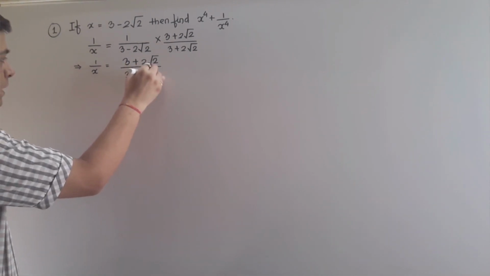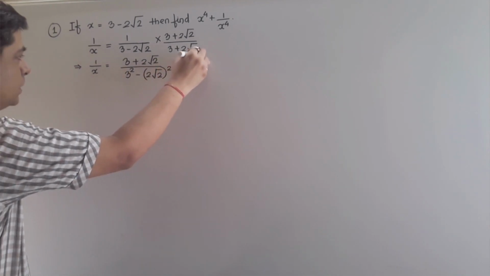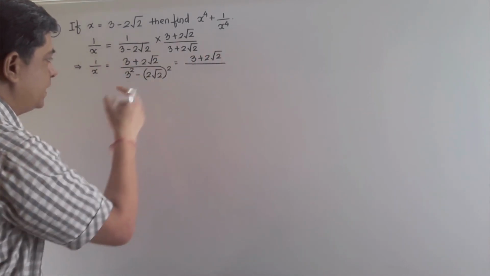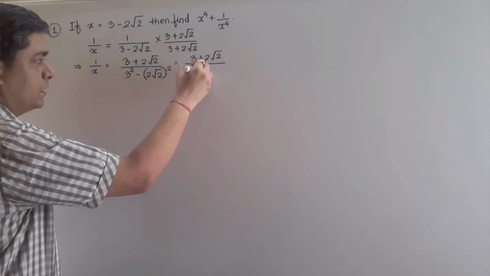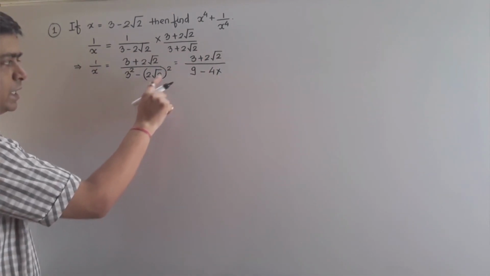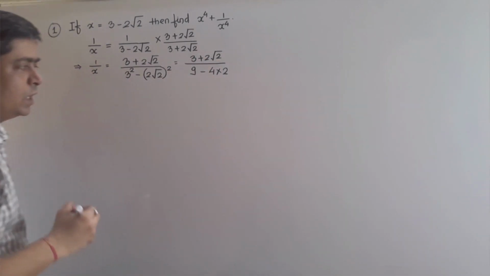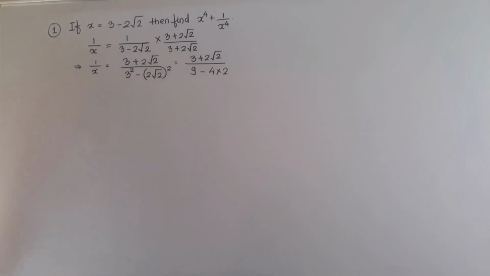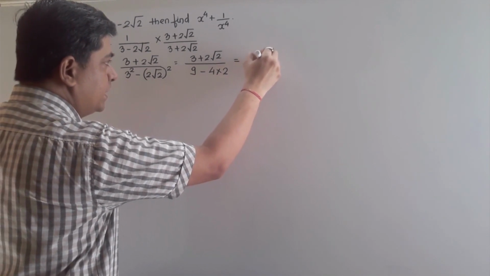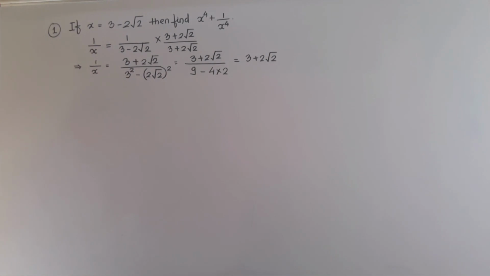So 3 square minus 2 under root of 2 whole power 2. So that will become 3 plus 2 under root of 2, whole divided by the square of 3, which is equal to 9, minus the square of 2, which is 4, and the square and square root will cancel when I square under root of 2. That will become 2. Now you observe one thing, 4 into 2 will become 8, and 8 if I subtract from 9, remaining 1, and that 1 I am leaving here. So 3 plus 2 under root of 2 will remain as the value of 1 upon x.